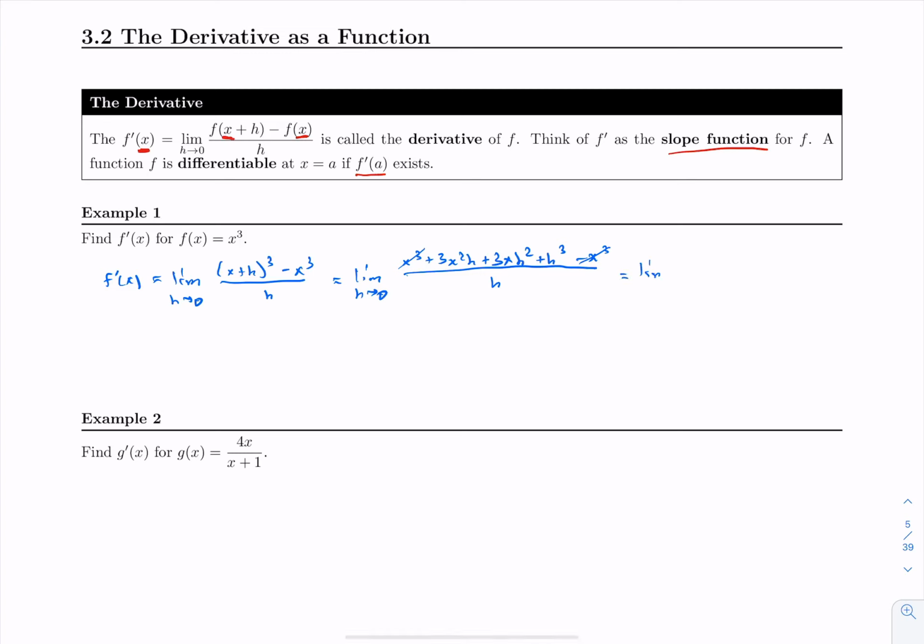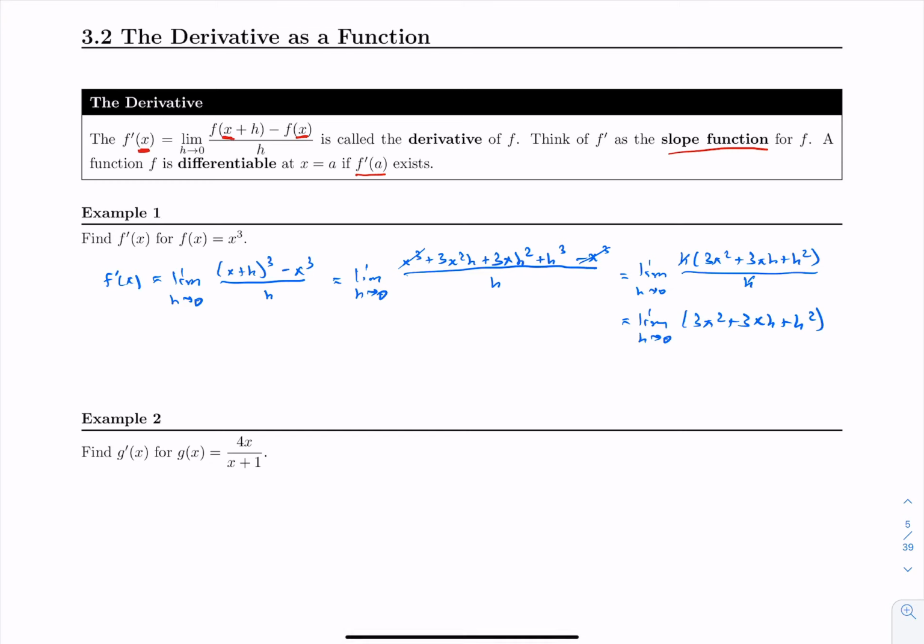So we have the limit as h approaches 0 of, if I pull that h out, 3x squared plus 3xh plus h squared on top, and then the h on the bottom. And you can see what we wanted to have happen does happen. Those h's drop out. We reduce the fraction. We have the limit as h approaches 0 of 3x squared plus 3xh plus h squared.